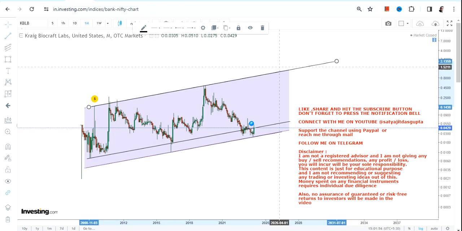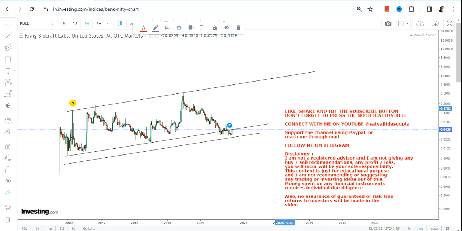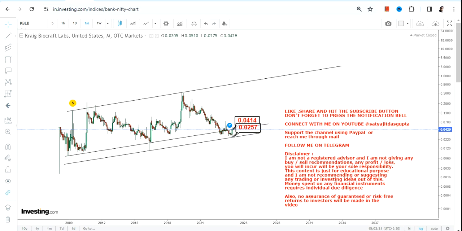Now this is the overall price chart. So what one can see right now as far as KBLB stock is concerned is 0.041, which is our support, and we have our stop loss at 0.025. So first of all, please do not go below these two specific levels. If the stock starts trading below 0.025 or less, selling will start again or the stock will again start falling down. So don't go below these two specific levels.